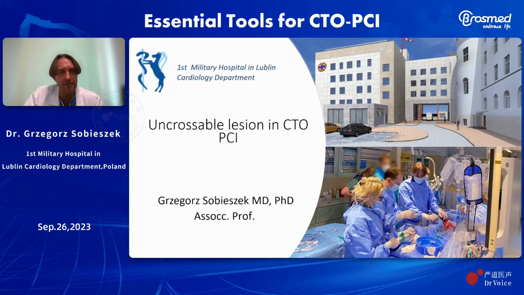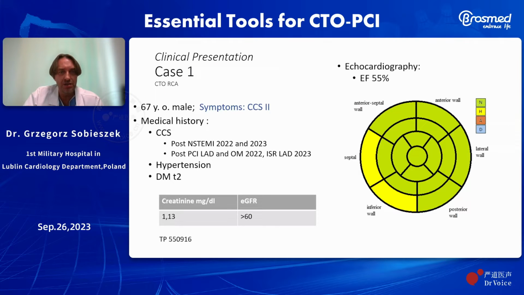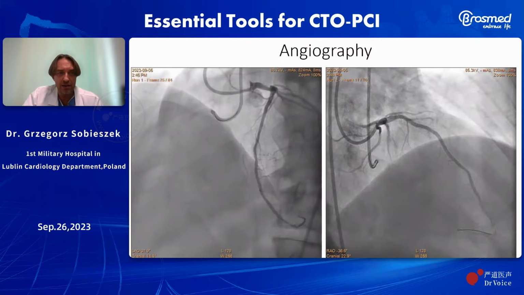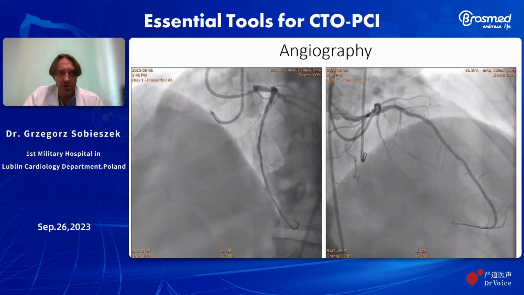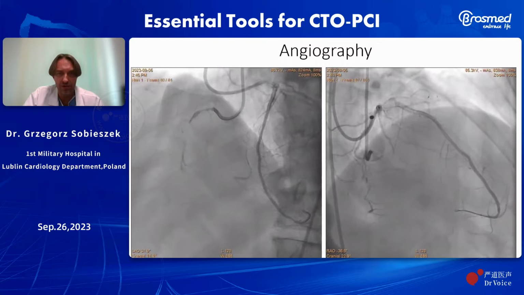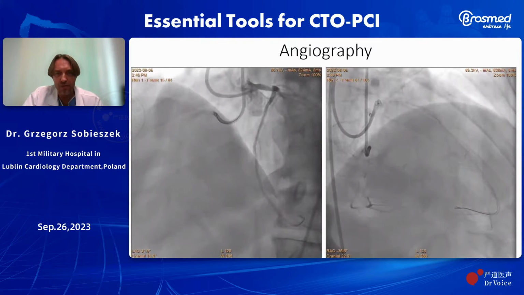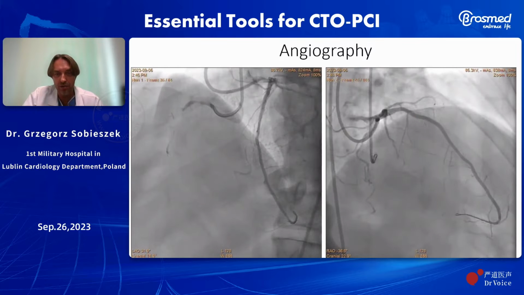So the first case is an uncrossable lesion in chronic total occlusion PCI. This is the clinical presentation of the patient: a 67-year-old male patient with CCS class 2, post-myocardial infarction, post-PCI LAD, obtuse marginal, in-stent stenosis in LAD with good ejection fraction, and only hypokinesis of the inferior wall. And in angio, we had a mid right coronary artery chronic total occlusion with calcifications, with antegrade collateral flow and retrograde flow, mostly epicardial collaterals from the circumflex.